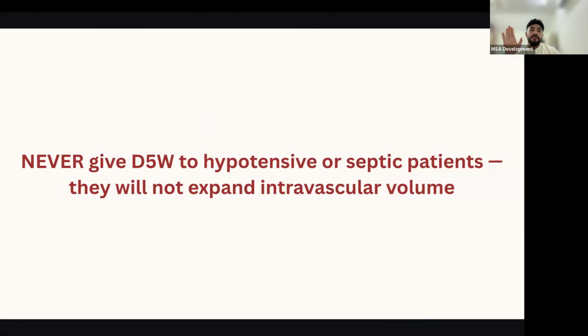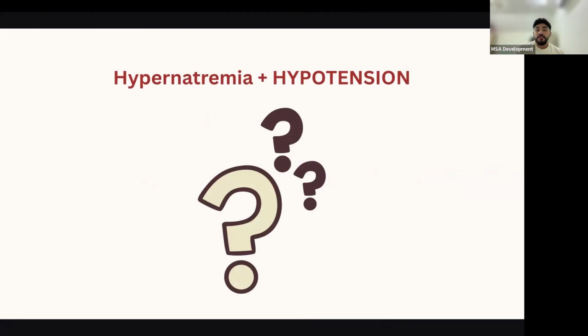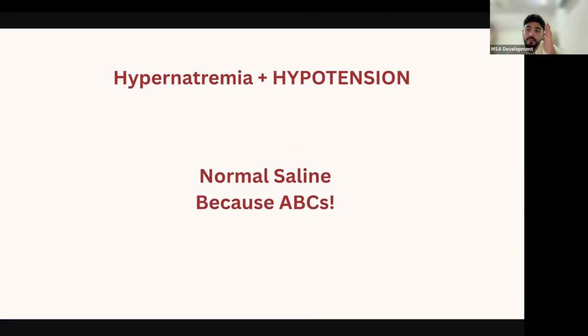So never give dextrose to hypotensive or septic patients because this will not really expand their intravascular volume, all right? So just keep that in mind. Now, if we have a patient who's hypernatremic and hypotensive, what am I going to give first? Think about the ABCs, right? He's hypotensive, so his circulation is impaired. So I'm going to give normal saline first, all right? And if his hypernatremia persisted, then I can introduce dextrose later on after the patient is stabilized.